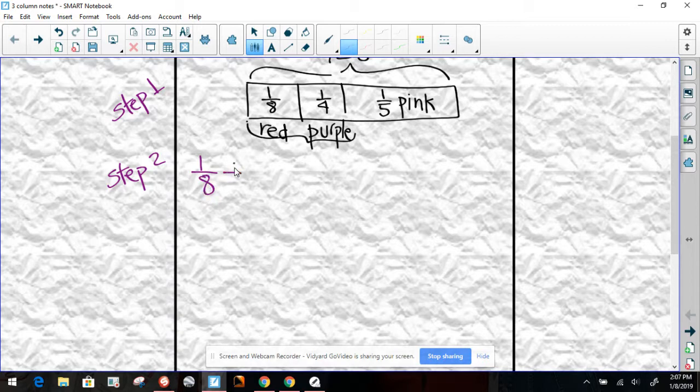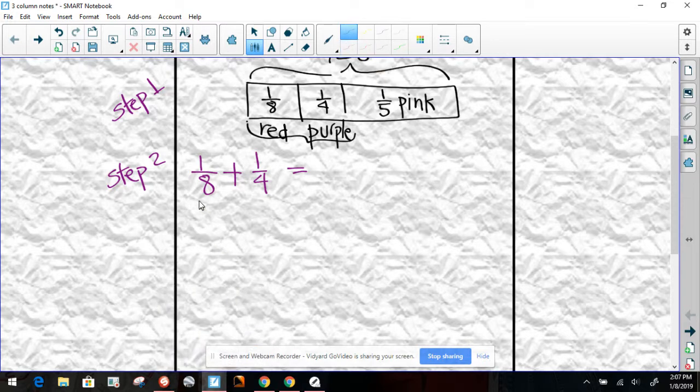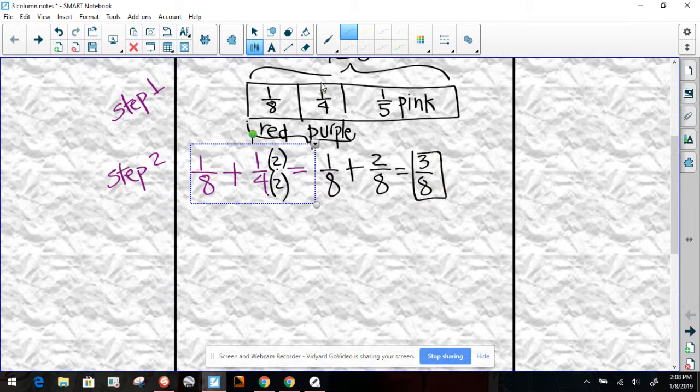So it's 1/8 plus 1/4. We notice that we need a common denominator, so we have to make it common. We know that the 4 can be multiplied by 2 to become an 8. So we're going to leave the 1/8 alone, and multiply the 1/4 times 2. Now we have 1/8 plus 2/8, since 1 times 2 equals 2, and 4 times 2 equals 8. When you add this up, 1 plus 2 equals 3/8. Now we know that these two combined equal 3/8.